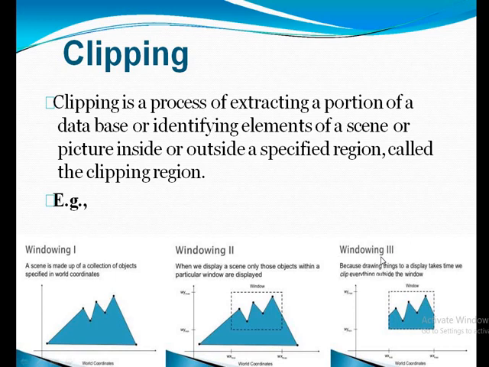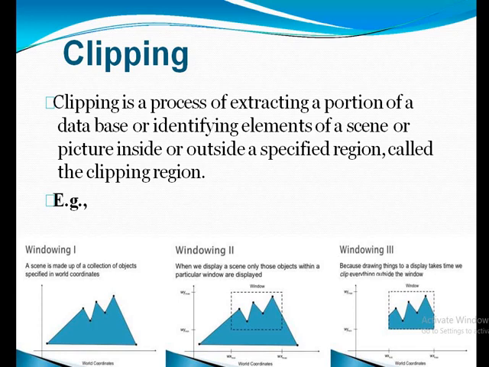And in windowing 3, this shows that out of this whole scene, only the portion which lies inside the window is extracted out. Because drawing things to a display takes time, we clip everything outside the window, and we are only interested in the part that lies inside the window or the clipping region. So this is the overall concept of clipping: we take a scene and only a specific part of that, which is inside the window, is retained. We want to do more studies on that part, or we are interested in that part, so we just take out that window portion.